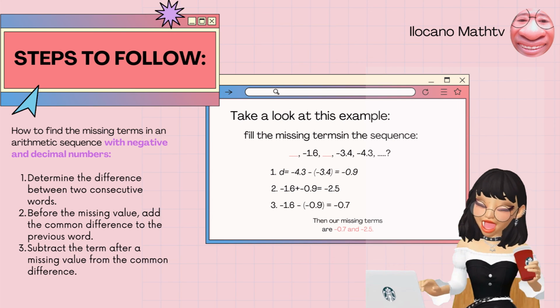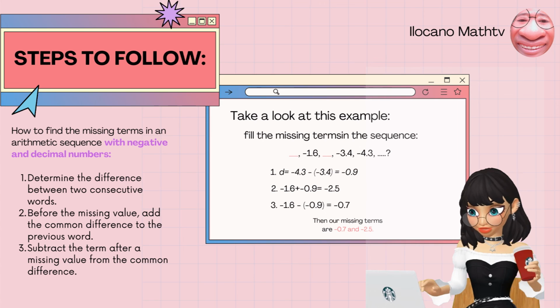So, how about if our missing terms are negative and decimal numbers? Let's take a look at this example. Fill the missing terms in the sequence negative 1.6, negative 3.4, and negative 4.3. First, let's look for the common difference. Negative 4.3 minus negative 3.4 is equal to negative 0.9. Therefore, our common difference is negative 0.9.